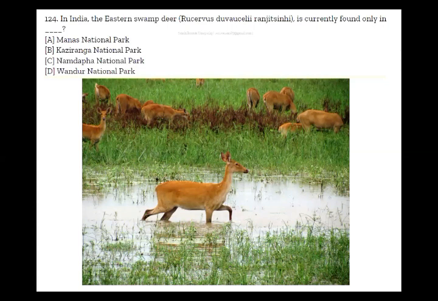Manas, Kaziranga, Namdapha, and Vandur. The answer is Kaziranga National Park. Kaziranga National Park is the one national park that habitats the animals restricted to the swampy vegetation. Probably in the picture you could see how the swampy vegetation naturally occurs. So they browse mostly on it; their forage behavior is pertinent to the swampy vegetation.